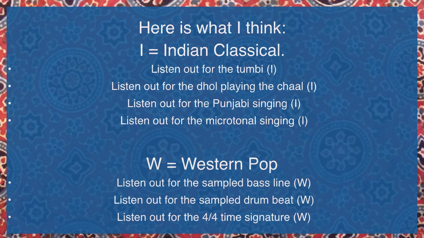Okay, here are the answers. So the tumbi, the dole playing the chal, the Punjabi singing, and the microtonal singing are all Indian features. That's why I've got an I next to them. The sampled bass line, the sampled drum beat, and the 4/4 time signature are all the Western pop signatures.